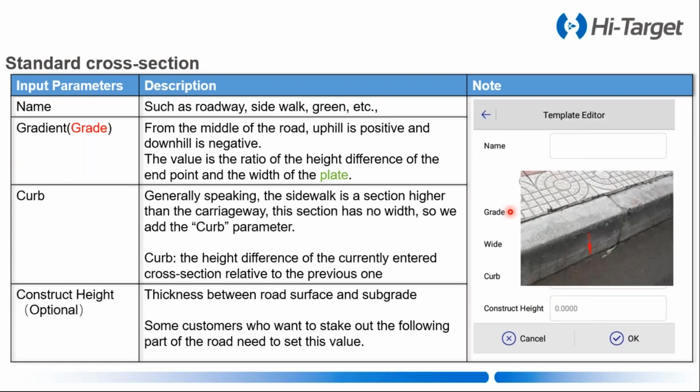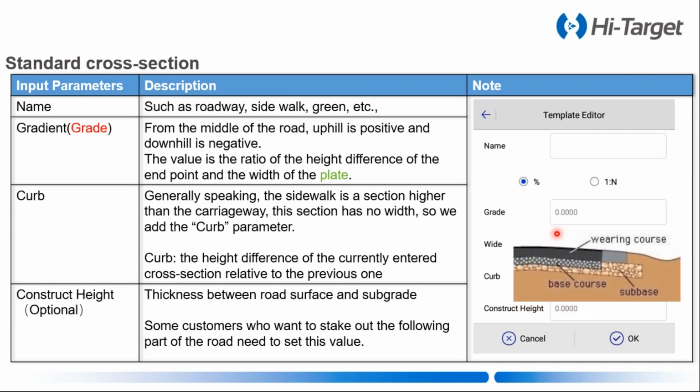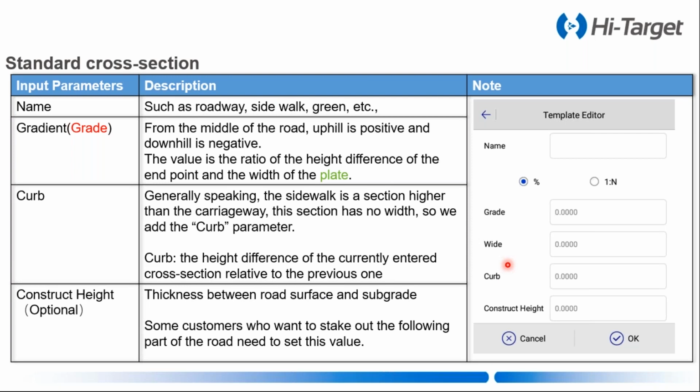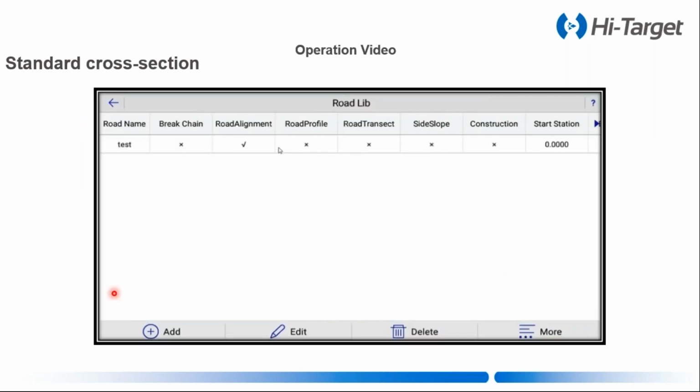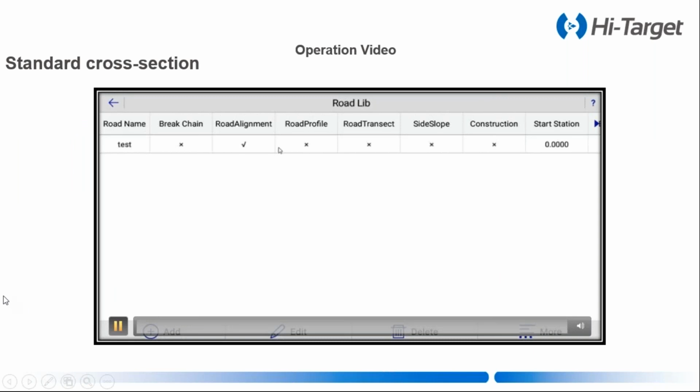After that, we also support inputting the curb. You can see there is a curb between the roadway and the sidewalk. If it is needed, we can input a curb. And then we also support the construction height. This means the thickness between the road surface and the subgrade. But this is optional. If it's not needed, we just keep it empty. Then let's see the video about the operation.